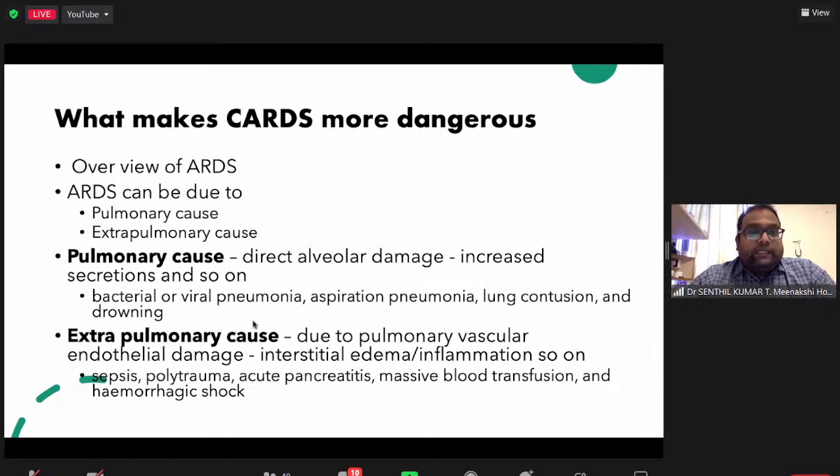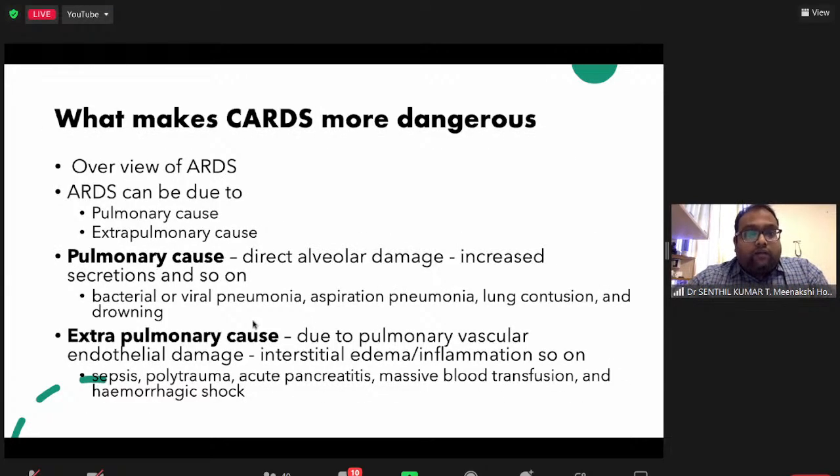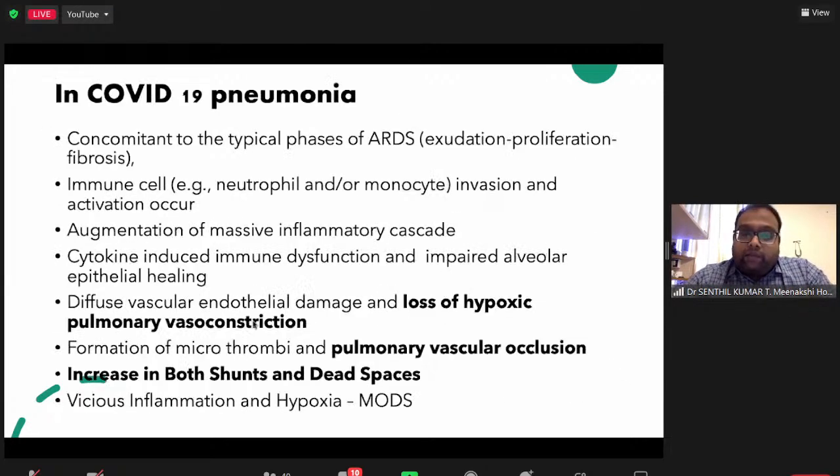So in COVID ARDS, both of these are concomitant to the typical phase of ARDS, but what makes it more complicated is that immune-mediated immune cell invasion and activation occurs in COVID ARDS, which causes both direct and indirect presentation, that is, direct alveolar damage and pulmonary inflammatory response. Both happen so rapidly and overlap considerably, making it more difficult to handle the patient with COVID ARDS.